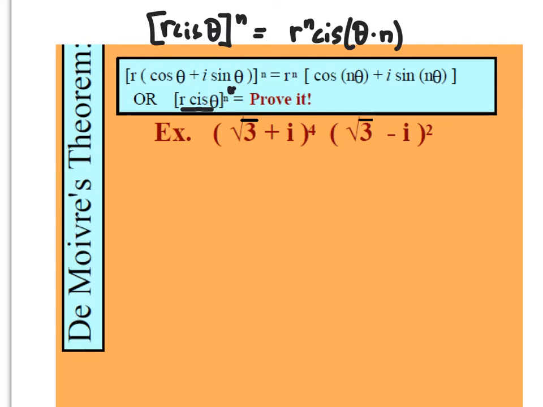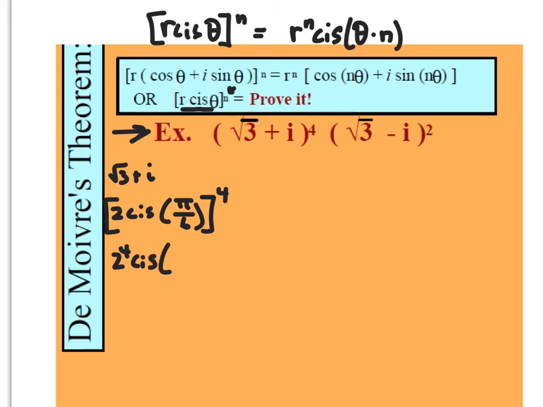Alright, because look at this mess right here. This example would be an absolute mess. You'd have to expand and then simplify. It would be just terrible. Well, root 3 plus i is actually equal to, what would that be? 2 cis pi over 6. If I take that thing to the 4th power, I would get 2 to the 4th cis pi over 6 times 4. Right, that's using this theorem right here. That's De Moivre's theorem, which is 16 cis 2 pi over 3.